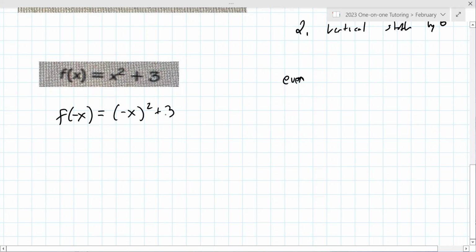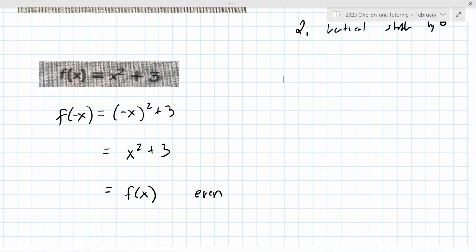It'd be x squared plus 3. Yep. Is that the same as the original? Yes. That equals f of x. So what is this one? Is it even, odd, neither? Even. Okay. Now the reason, again, that's why, because everything you said is perfect.